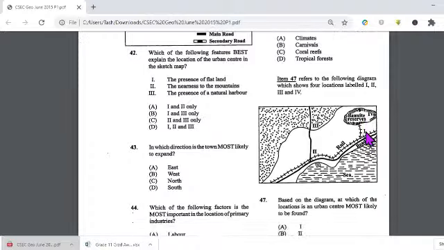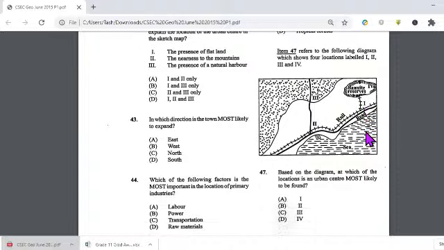All right. That's right, Rohan. They are looking for the greatest one. So, based on the diagram, at which of the locations is an urban center most likely to be found? So, we just spoke a little bit about urbanization and if we're building our own little city, where we would put things.